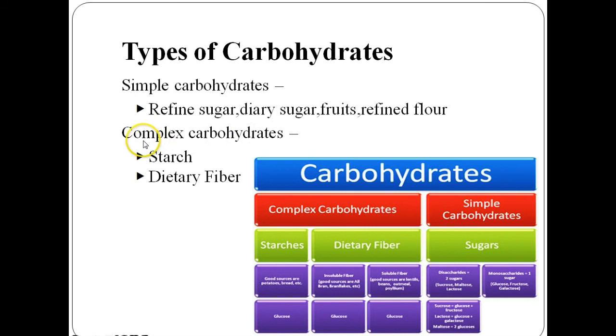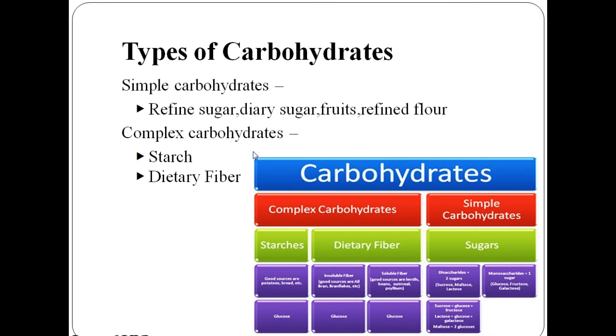The next one is complex carbohydrate. Complex carbohydrates are made up of long chains of sugar molecules. These take longer to break down into their elementary form and hence require more time for digestion compared to simple carbohydrates. These slow the breakdown process and thus supply us with constant energy for a longer duration.